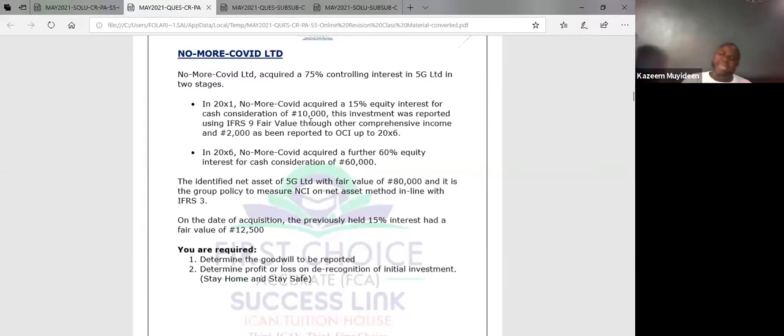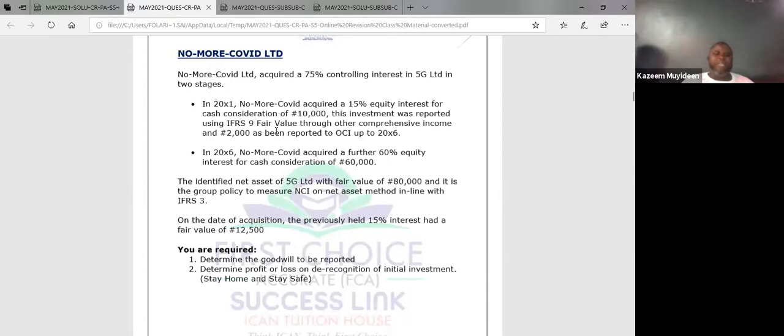It's different from when he has control already and now buys more, a purchase of further interest. He has 60%. He bought an additional 20%, purchase of further interest. We are not talking about that. We are talking about the first acquisition that does not give control. It was the second one, like this question now. Oh, this investment, 15% cash consideration of 10,000.